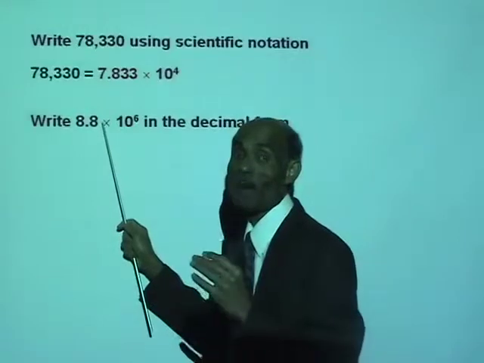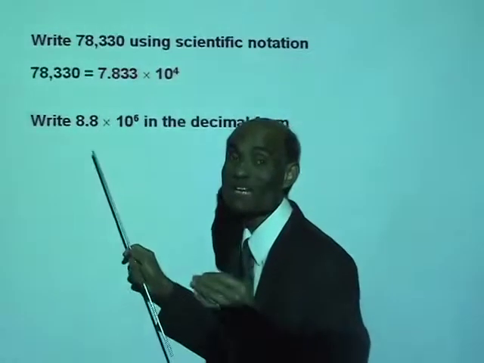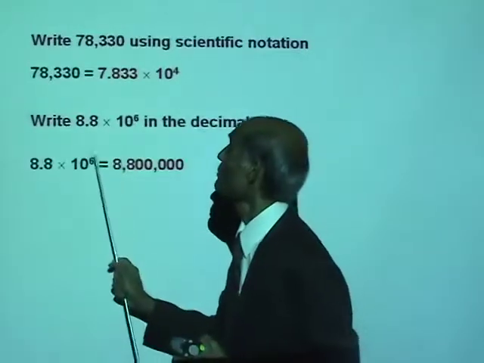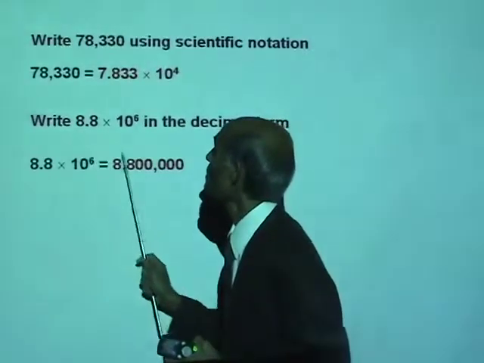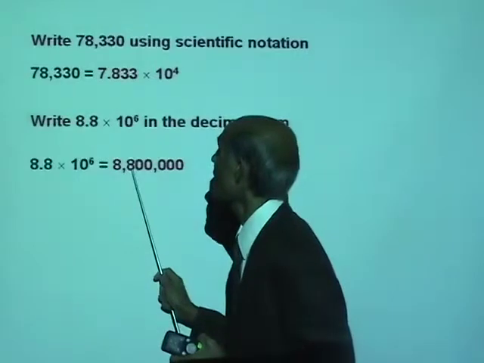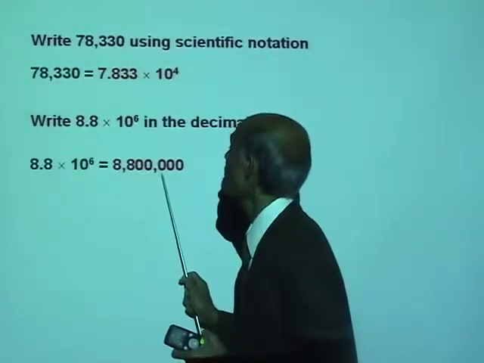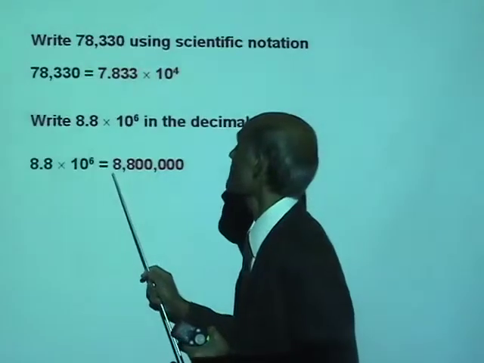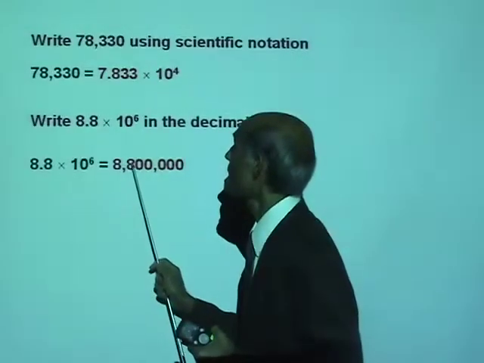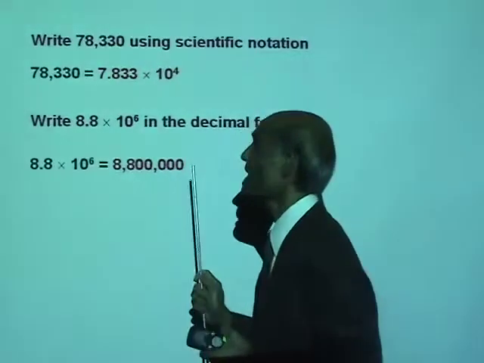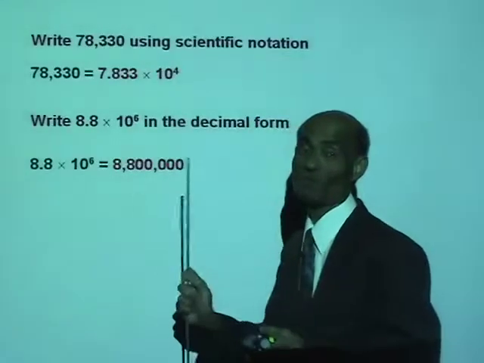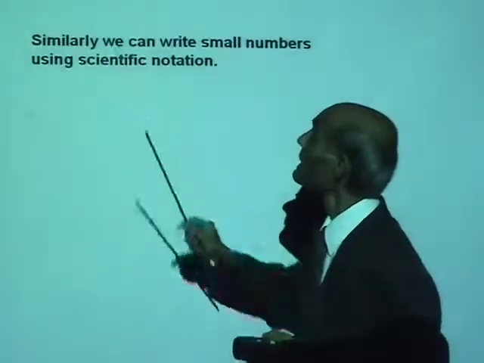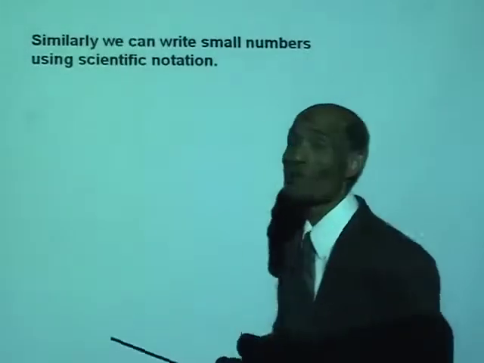That means 5 places are going to be created by putting zeros. That means the decimal is going to move 1, 2, 3, 4, 5, 6 places. It became 8,800,000. I hope you understand the way we do this. Okay, similarly we can write small numbers.